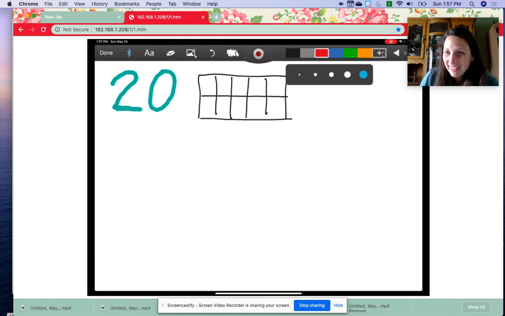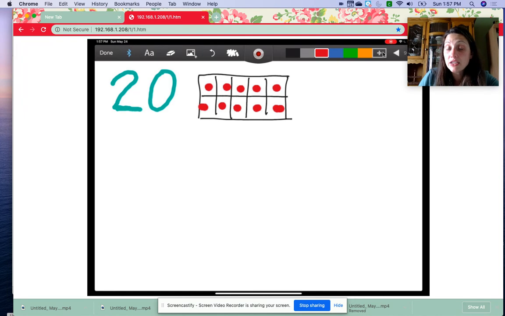Can you count with me? Here we go. 1, 2, 3, 4, 5, 6, 7, 8, 9, 10. Now I'll keep counting because we need to go to 20, but I'm going to keep making nice rows. 11, 12, 13, 14, 15, 16, 17, 18, 19, 20. There are my 20 counters.